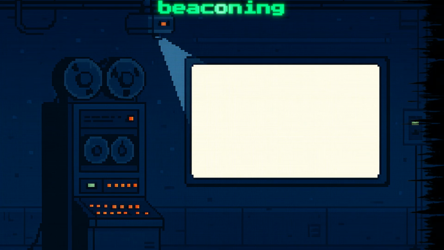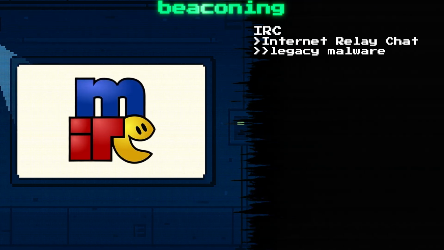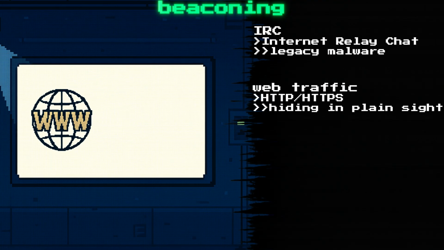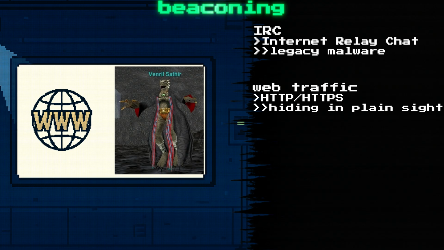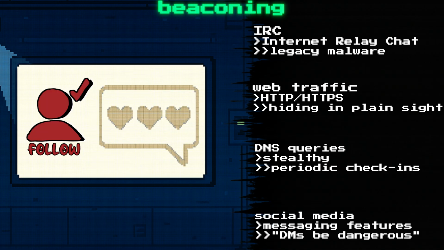Common beaconing channels include IRC, old school but still seen in legacy malware, HTTP or HTTPS, hiding in plain sight like a lizard person. Yeah, I said it. DNS queries, stealthy periodic check-ins, and even using the messaging features on social media platforms. Yes, attackers get creative.